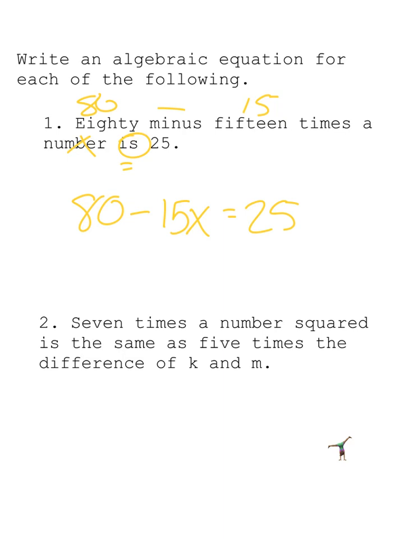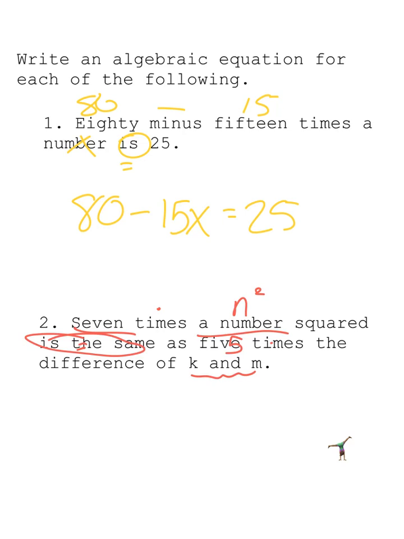Number 2, 7 times a number squared is the same as 5 times the difference of k and m. 7 times a number, so we'll use n, squared, it's a little square, is the same as, equals, 5 times the difference of k and m. So this times the difference means we're going to need parentheses involved around k and m.